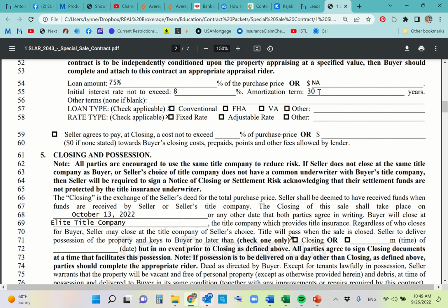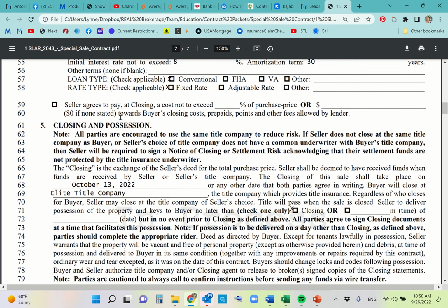Here is what you want the contingency to be set for. So if they want a 15-year loan and they're unable to get one that meets those terms, all these terms, this is what gets them the ability to leave the contract without penalty. So you don't want to just slap 30 in there. You want to know what their intentions are around the loan so that you can write this to protect them. So my X boxes are a little crooked here, right? But there's an X in conventional and an X in fixed rate. If you're using some other type of loan, then you would obviously check the right thing.